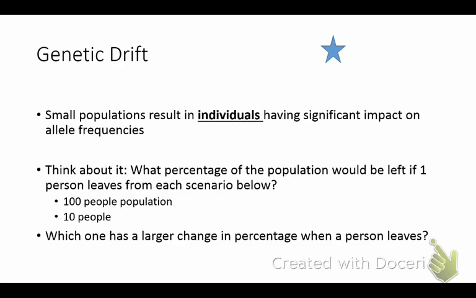Genetic drift in small populations results in individuals having a significant impact on allele frequency. If you think about it, what percentage of the population would be left if one person leaves from each of the scenarios below? If one person leaves a group of 100 people, what percentage of people are left?